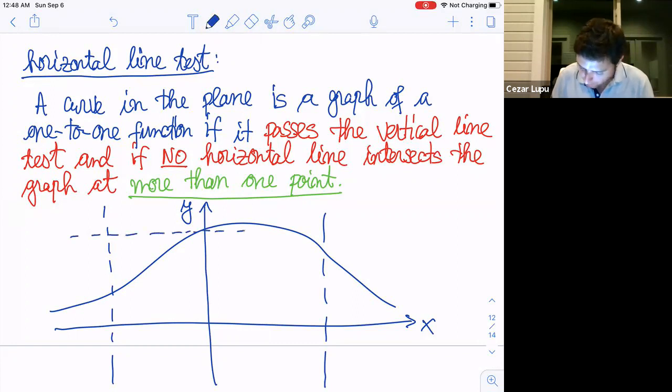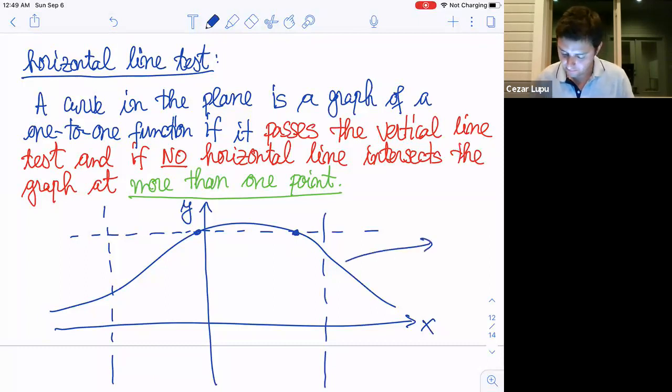Okay, here I'm going to take a horizontal line, right? As you can see, this graph passes the vertical line test, so the graph indeed represents a function. However, if you look closely, the horizontal line intersects the graph at 2 points. You see this point here and this point here, right? Well, what does this mean? We've said earlier, this means that the function is not one-to-one.